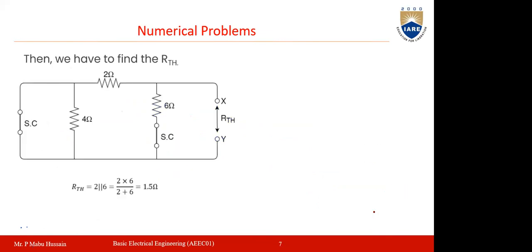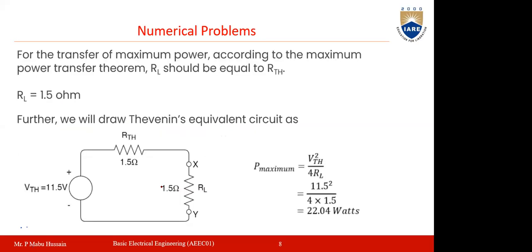Then what is the R Thevenin value? We already calculated it. As it is a short circuit, this will not have any influence. So 2 ohms in parallel with 6 ohms will be the R Thevenin value, which is 1.5 ohms. Now we got V Thevenin and R Thevenin, so you have to represent the equivalent Thevenin circuit, which is V Thevenin in series with R Thevenin. V Thevenin here is 11.5, R Thevenin is 1.5 ohms.